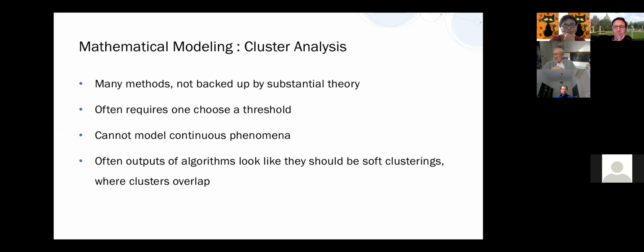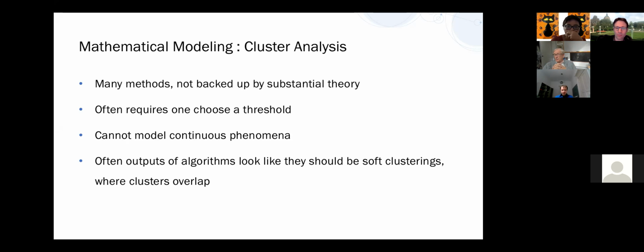On the other hand, cluster analysis is a great thing. It works in many situations. There are some issues with it, though. There are many different methods, obviously a ton of different methods that have been invented, and typically they're not backed up by a substantial theory. It often requires the choice of a threshold of some type. It does not model continuous phenomena. It explicitly says that you want to divide things into discrete groups.